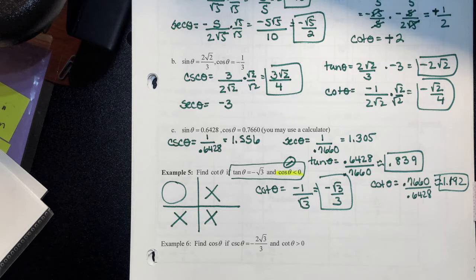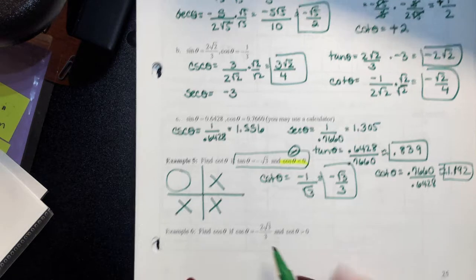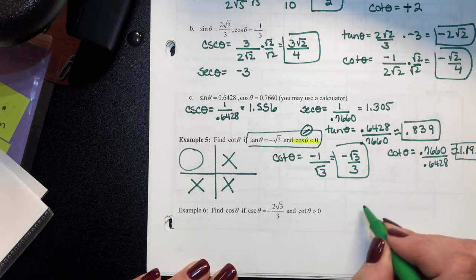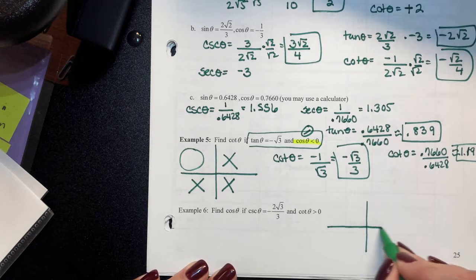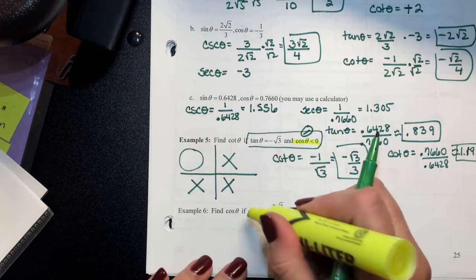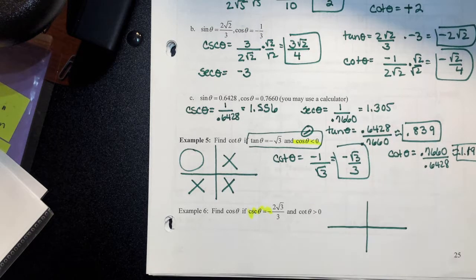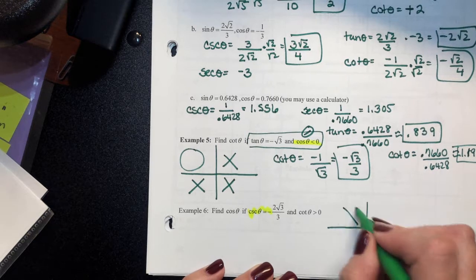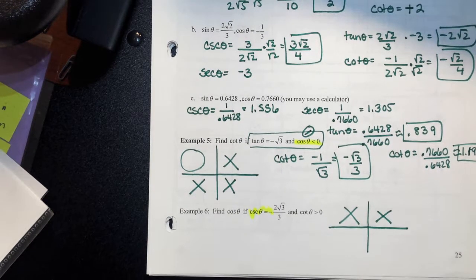Look at example 6. Find cosine if cosecant is negative 2 square root 3 over 3 and cotangent is greater than 0. Get your location down. So what do I know about cosecant? Cosecant is negative. Cosecant is reciprocal of what function? Sine. So the question is, where is sine negative? 3 and 4. So I can eliminate 1, I can eliminate 2.